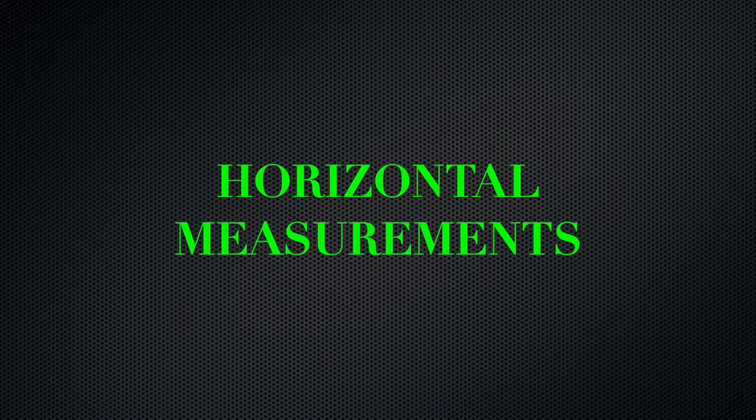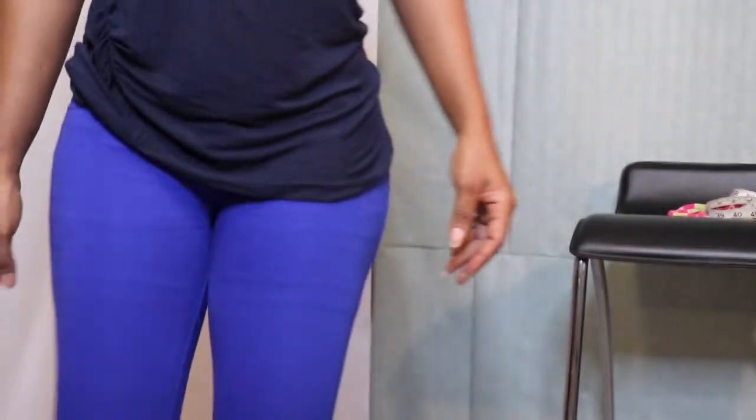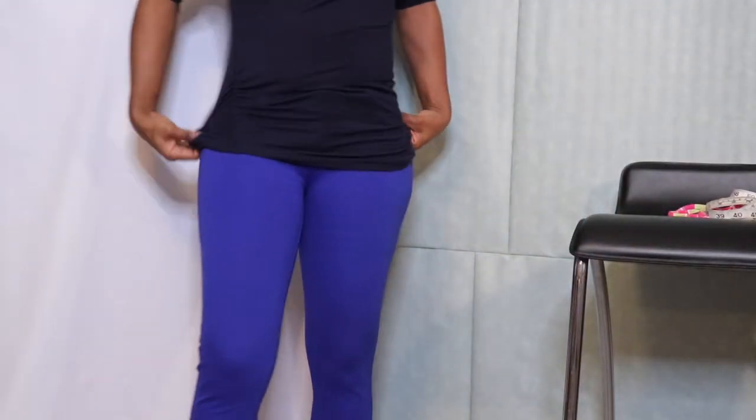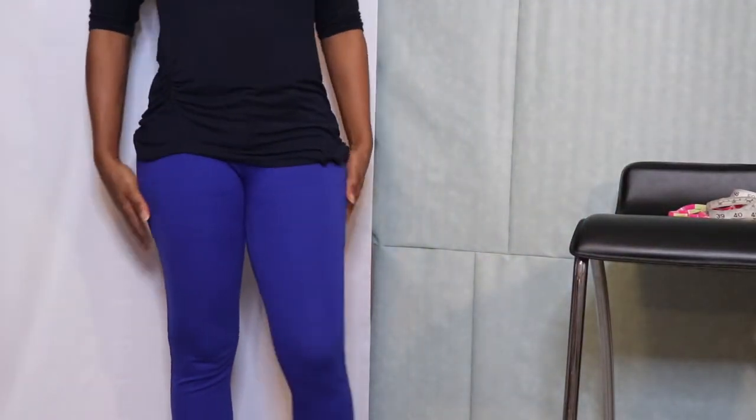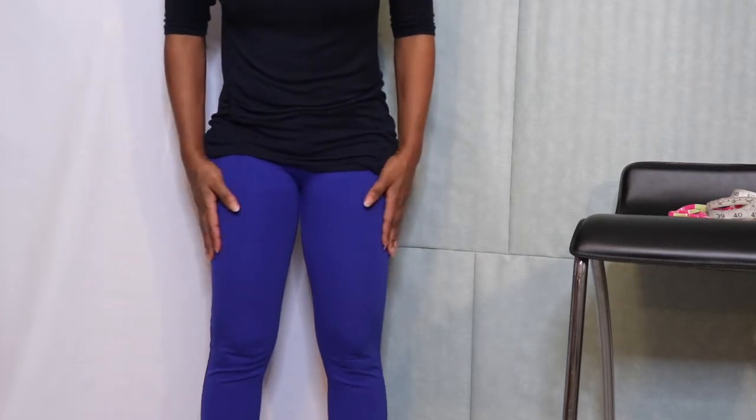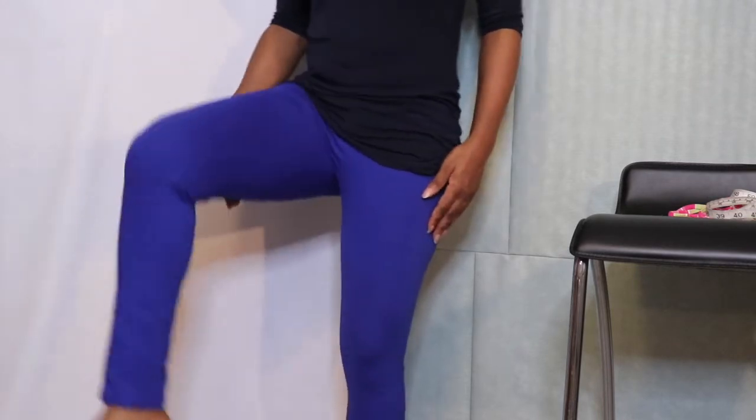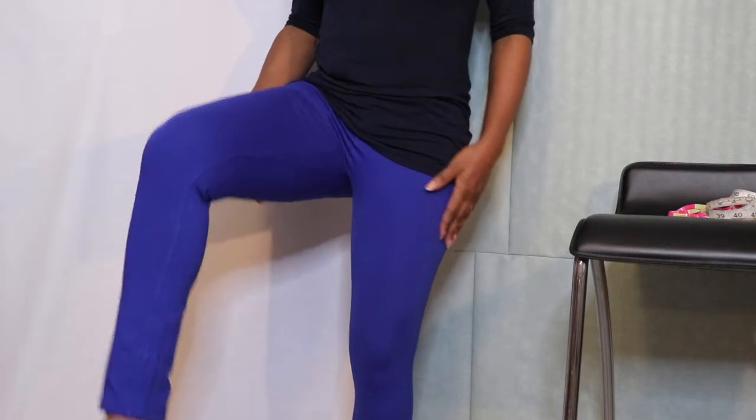To start out, you will need some horizontal and vertical measurements. I'm going to start with the horizontal measurements first. To get an accurate body measurement for a pant sloper, you will need to wear some fitted pants or leggings. I have on fitted skinny jeans and the hem is fitted as well.